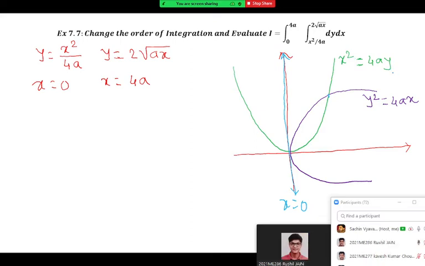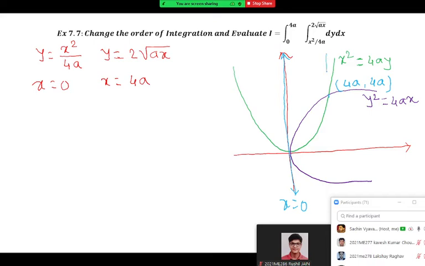4a, since here it is in the first quadrant, so 4a. You'll observe that x equal to 4a and y equal to 4a satisfies both the equations. You can get this point of intersection. If you're not getting it this way, you have to solve these two equations simultaneously, or you can put x equal to 4a in this one and you get y as 4a.